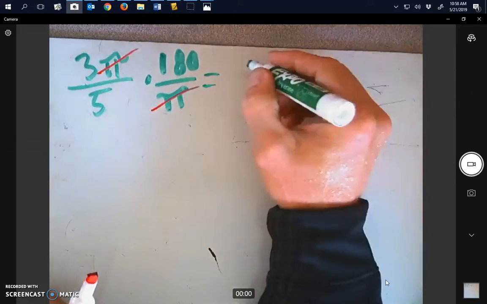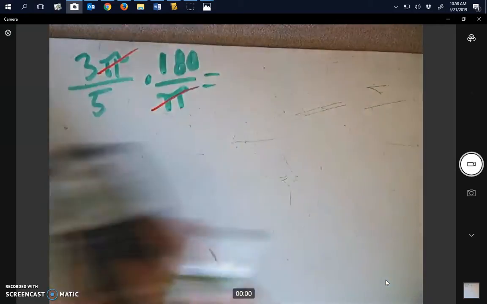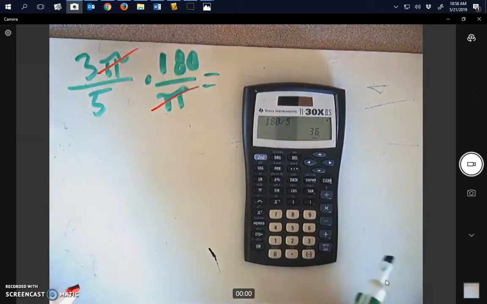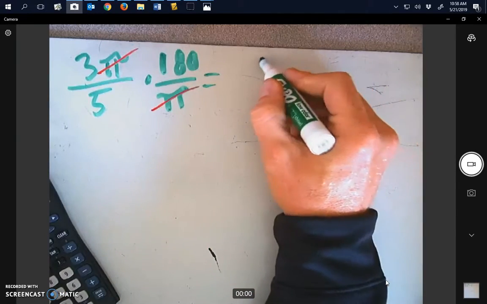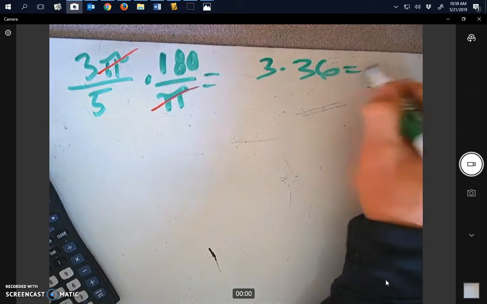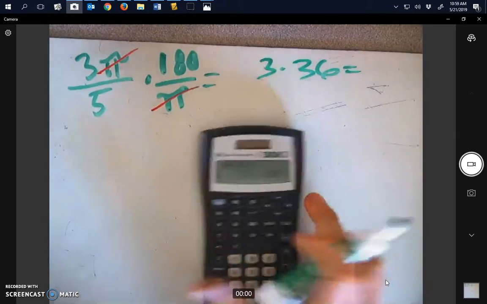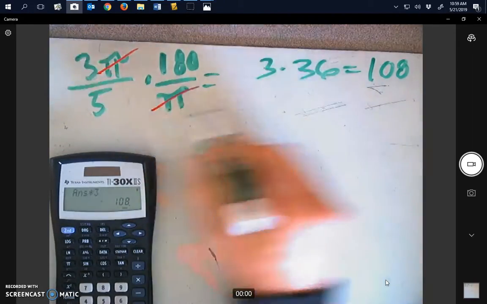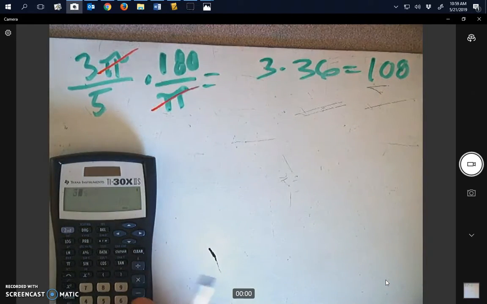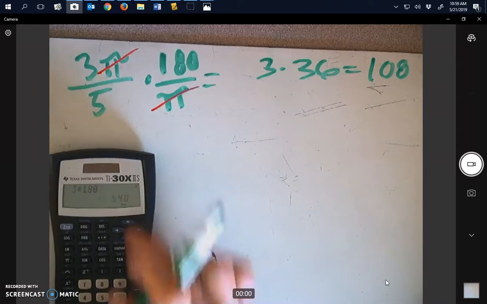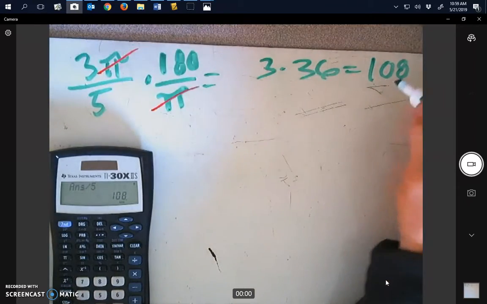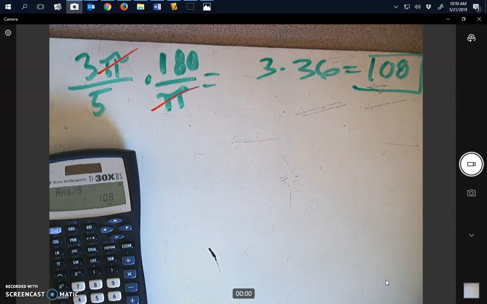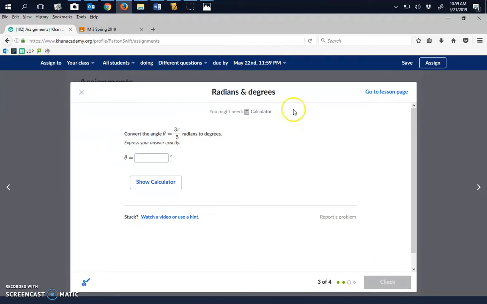So 3 times 180, or you can just do 180 divided by 5. 180 divided by 5 is 36. So we would have 3 times 36, which is equal to 108. If you don't understand how to do my math there, you can also do it the other way. You just do 3 times 180, and then divide by 5. And you get the same answer. It's still 108. I just did 180 divided by 5 first, and then times 3. So 108 is our answer.